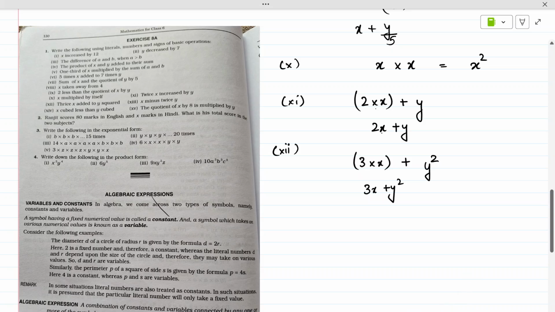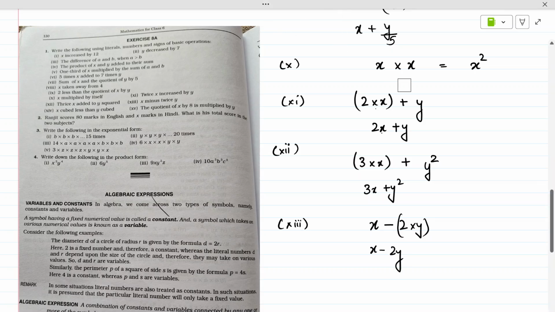Okay. Now let us move further. We have x minus twice y. So how do we write this x minus twice y? This is x minus twice y means 2 into y. So this will become x minus 2y. Okay. So similarly, I'm leaving the other as homework for you. These are very, very easy.